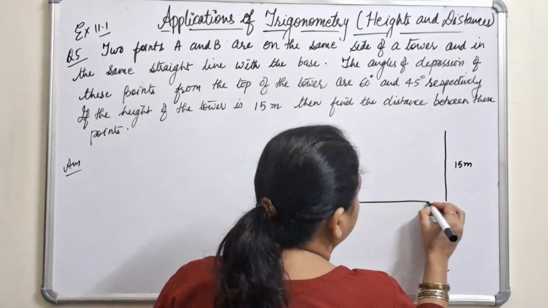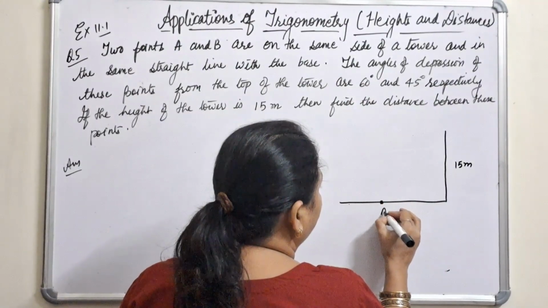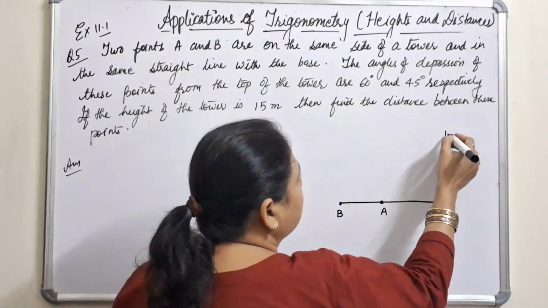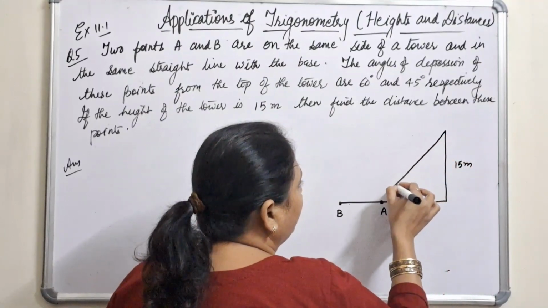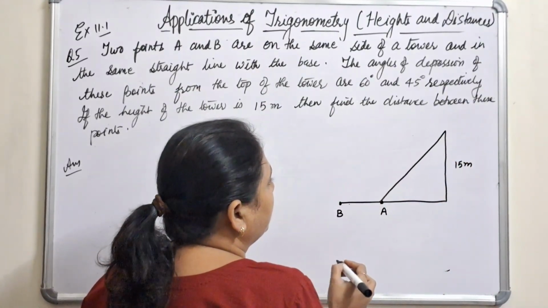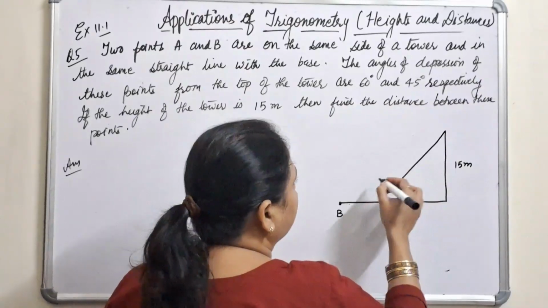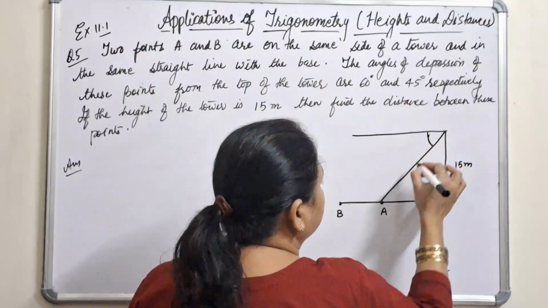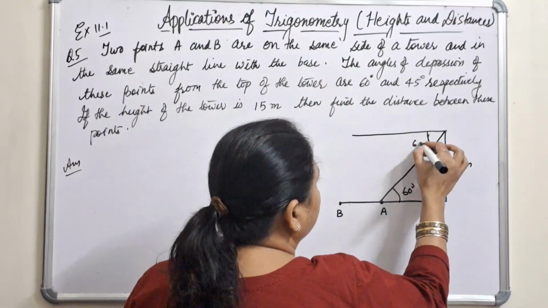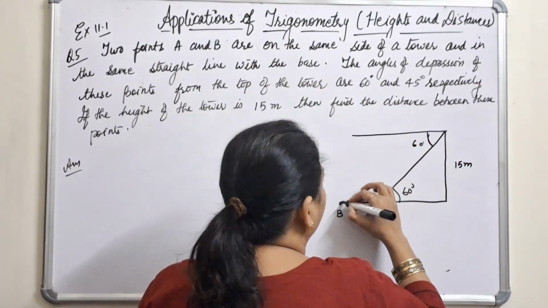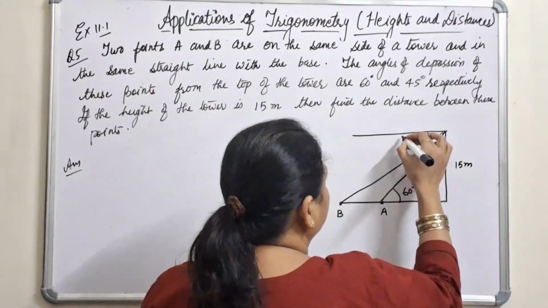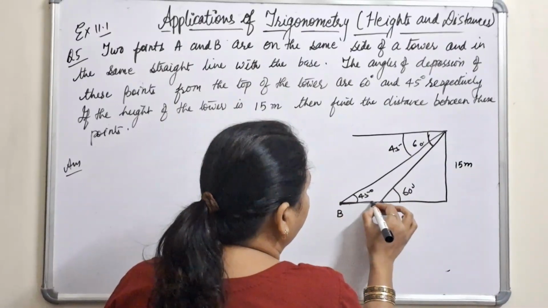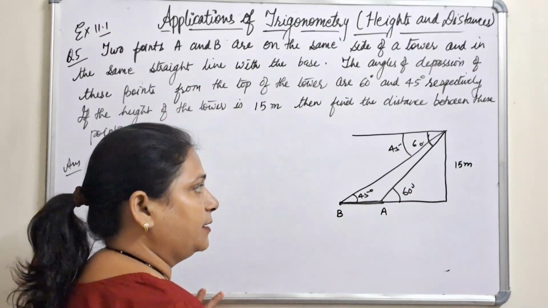There are two points on the same straight line, A and B. Now from the top of the tower, an observer is looking at these points. So the angle of depression will be made from the horizontal. So this angle is 60 degree, so this will also be 60 degree. Similarly, from here, the angle of depression will be 45, so this will be 45. We have to find the distance between A and B.